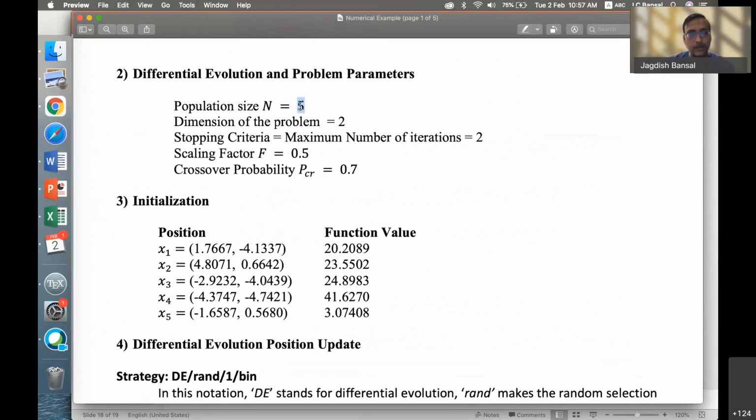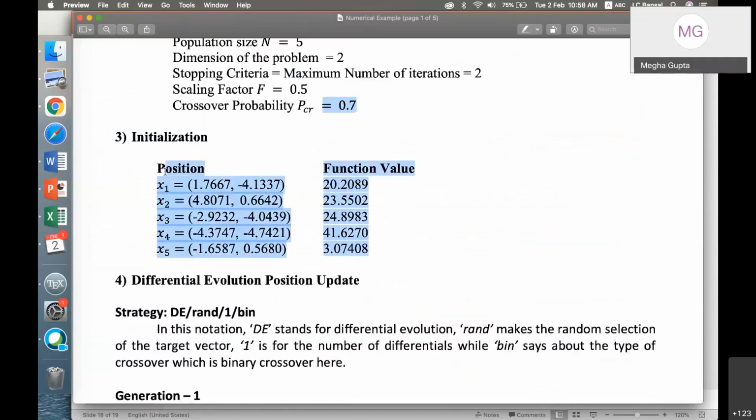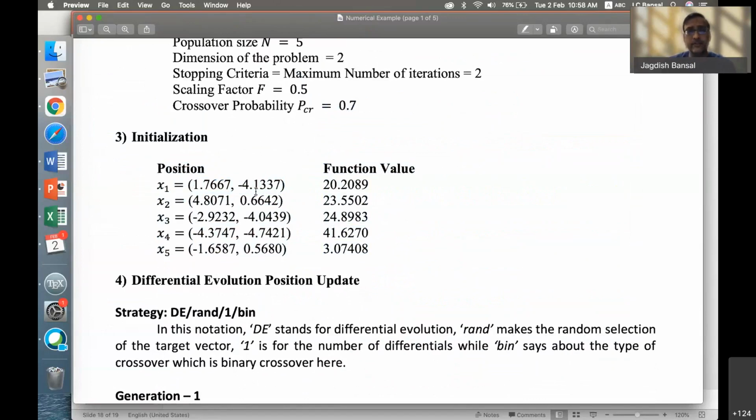Thanks. So initialization, this is the third step. You initialize the population. Initialize the population means you generate 5 vectors, 5 solutions randomly in the range -5 to 5. So here, this is one solution. It's a 2 variable problem.